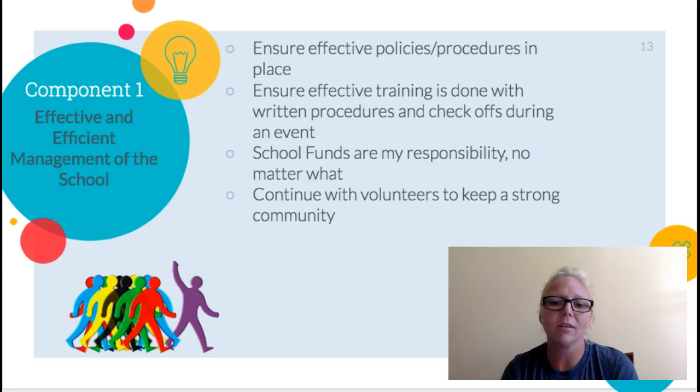And then, continue with volunteers to keep a strong community. Just because one mishap has occurred doesn't mean that you shut off all those ties with the community. Keep promoting that community involvement to build your school up.